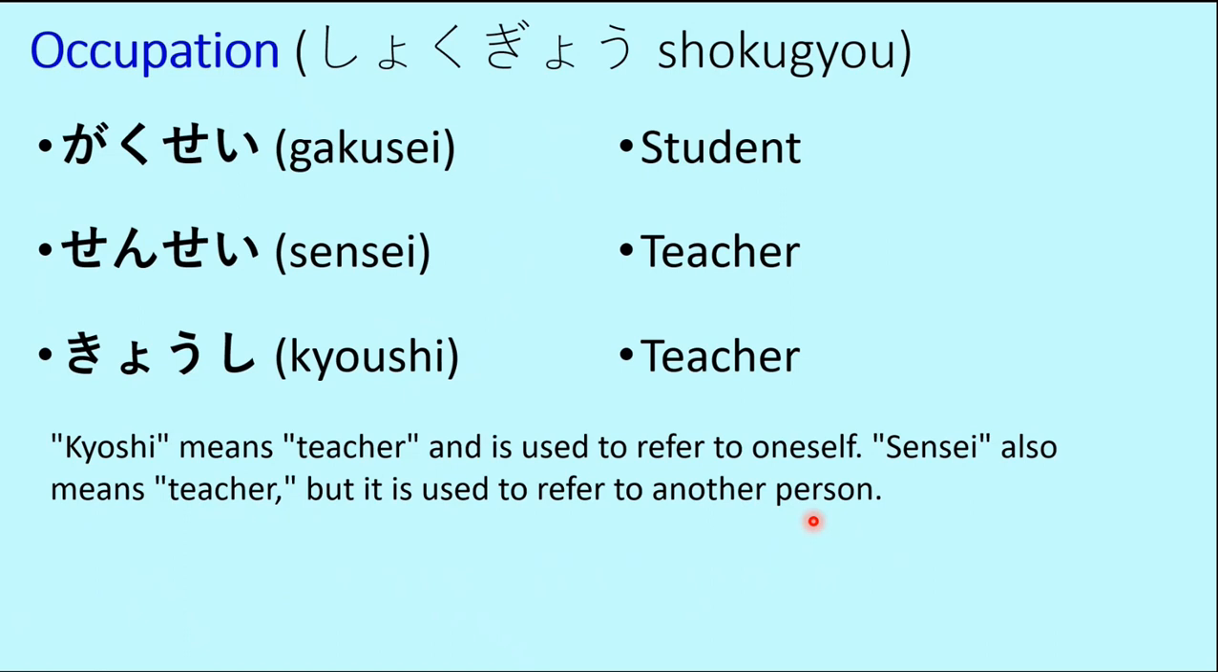And if you are referring to some other teacher, in that case, you will be using the word sensei. So both kyoshi and sensei mean teacher, but kyoshi is used to refer to oneself and sensei is used to refer to another teacher or another person who is a teacher. This is very important. When we talk about ourselves, if I am a teacher, then I will not introduce myself as sensei. Others will call me sensei. I will call myself kyoshi.